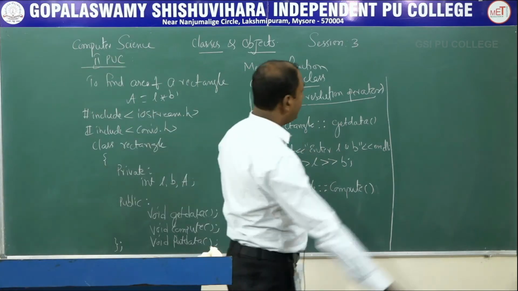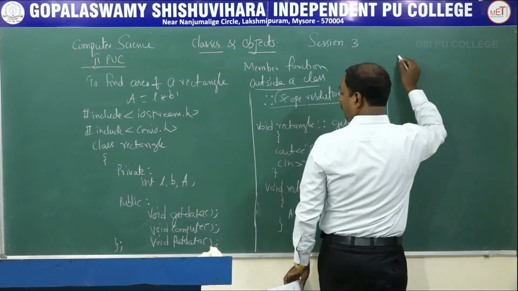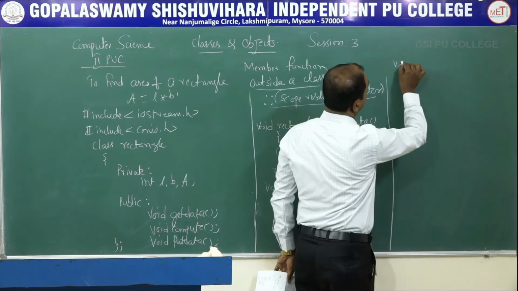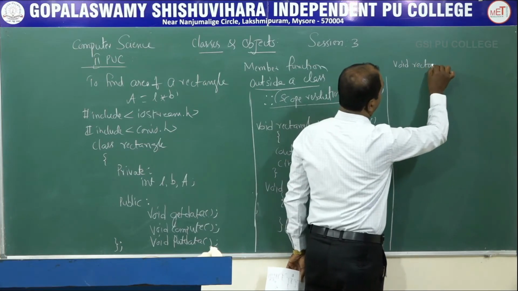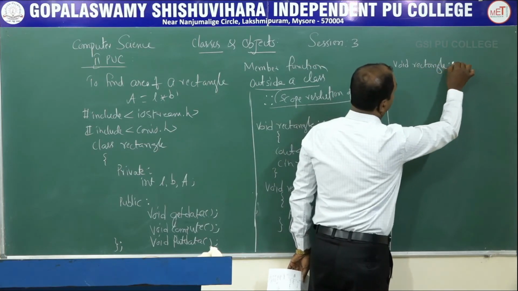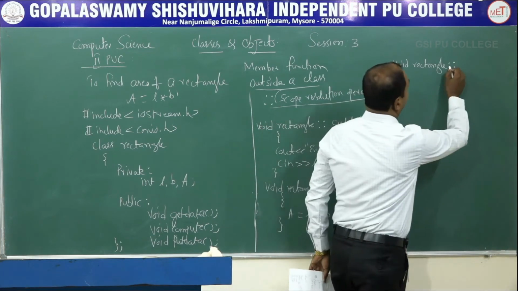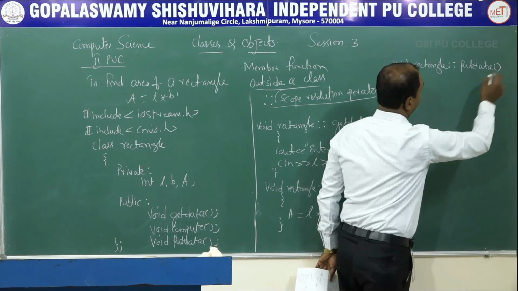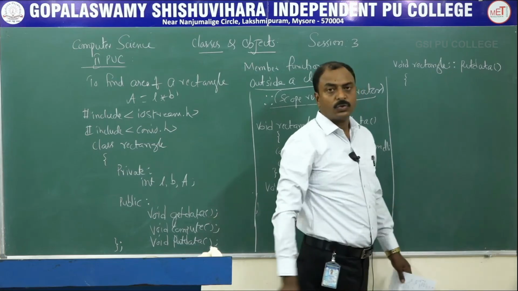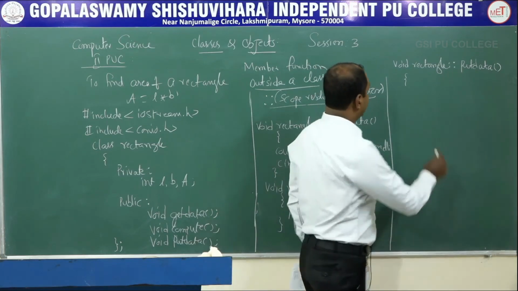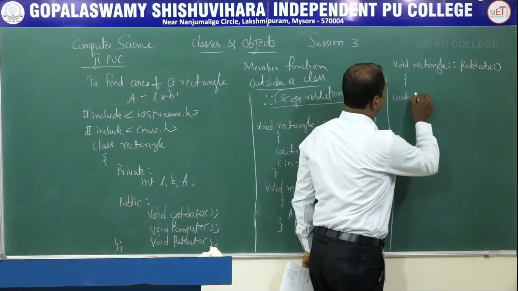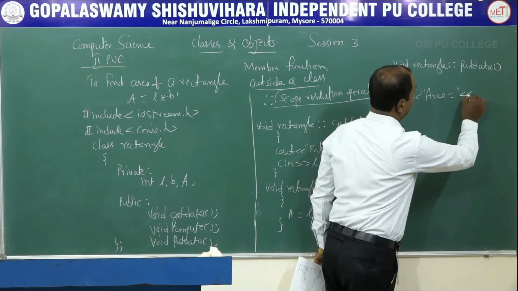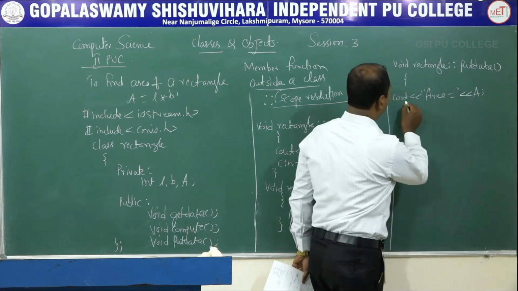Similarly, we are supposed to write one more function definition, that is to display. So how do we write? First we start with void rectangle, this operator, and here the function name is put data. This function we use to display the result. So I say here cout area equals, close the quote, with variable a, and I am closing this.